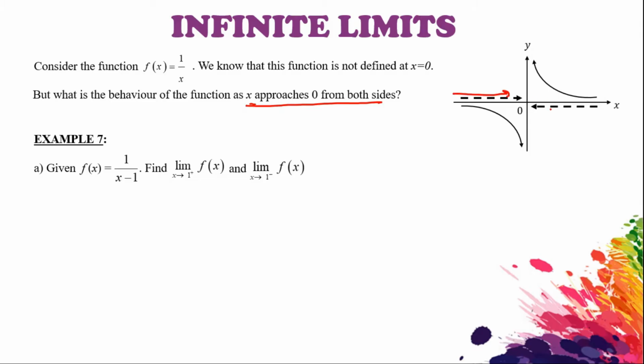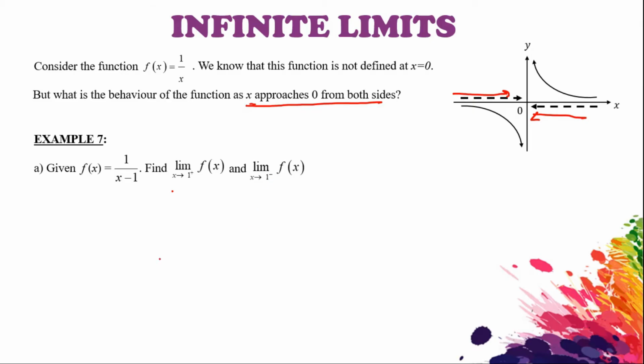If we have limit f(x) over g(x) when x approaches a value, where g(x) equals 0, we need to do the substitution method. As you can see from this example, we have limit f(x) when x approaches 1 from the right and limit f(x) when x approaches 1 from the left.